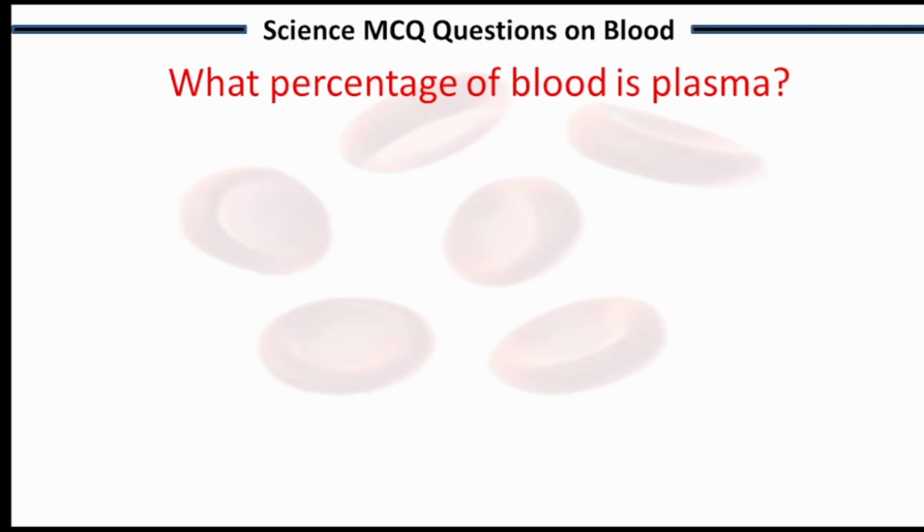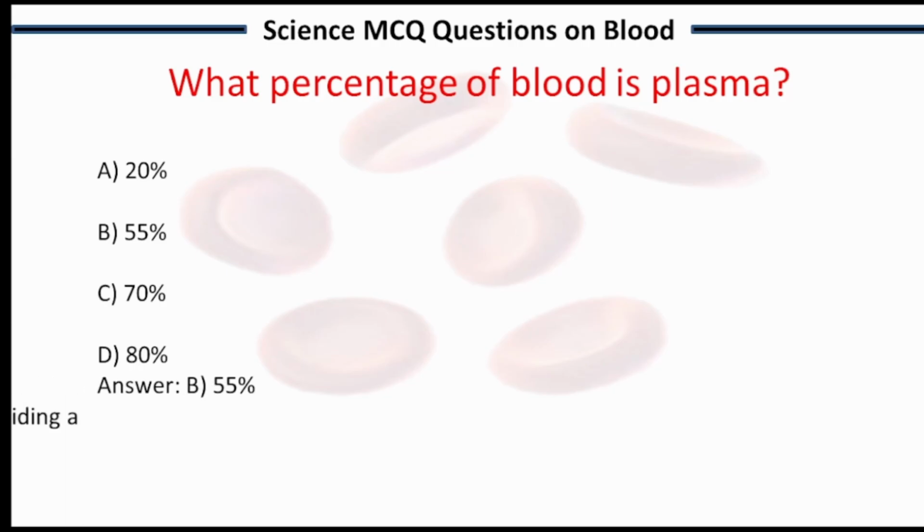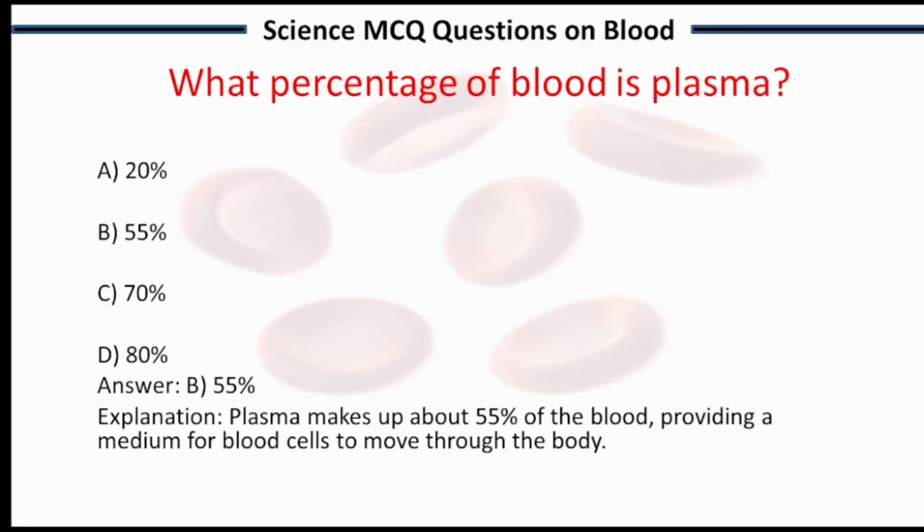What percentage of blood is plasma? A. 20%, B. 55%, C. 70%, D. 80%. Right answer is 55%. Plasma makes up about 55% of the blood, providing a medium for blood cells to move through the body.